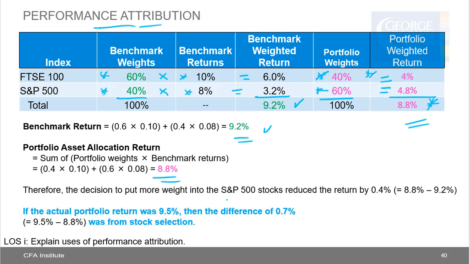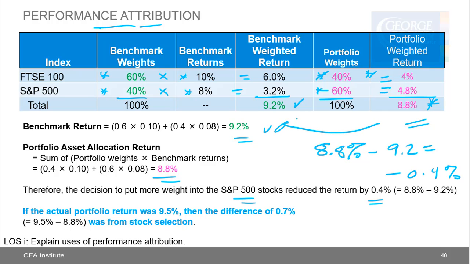So therefore, the decision to put more weight in the S&P 500 reduced the return by 0.4%, because you can see the benchmark return was 9.2%, return to the portfolio 8.8%. So 8.8% return to the portfolio minus the return to the benchmark 9.2, and you can see that it's negative 0.4% underperformance versus the benchmark.